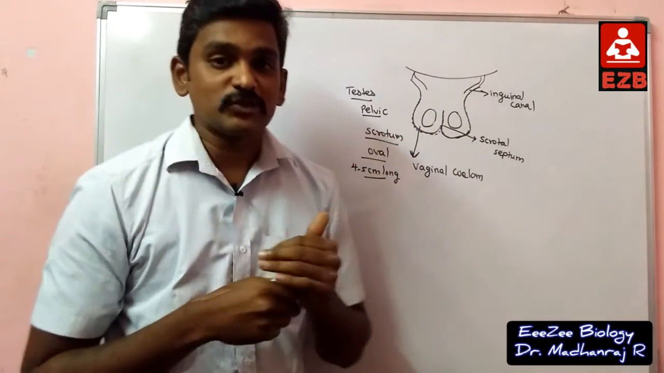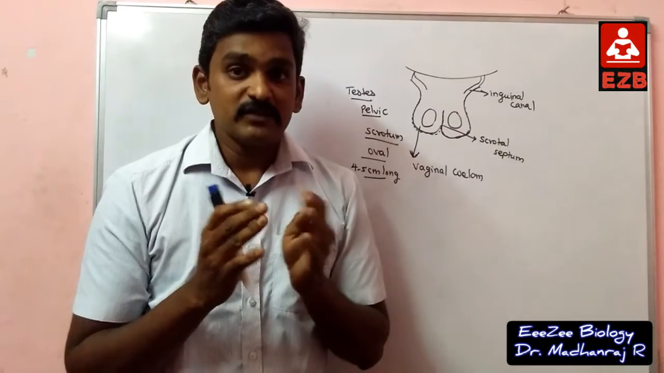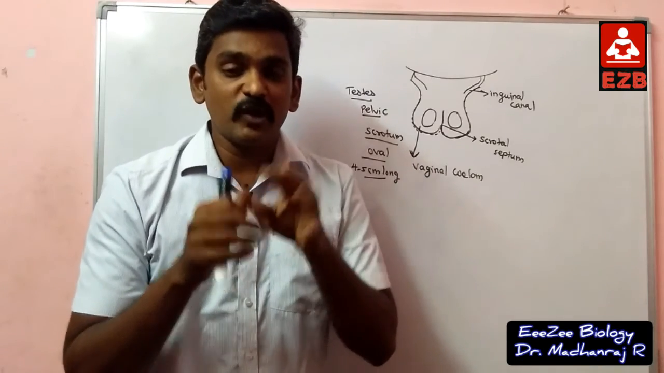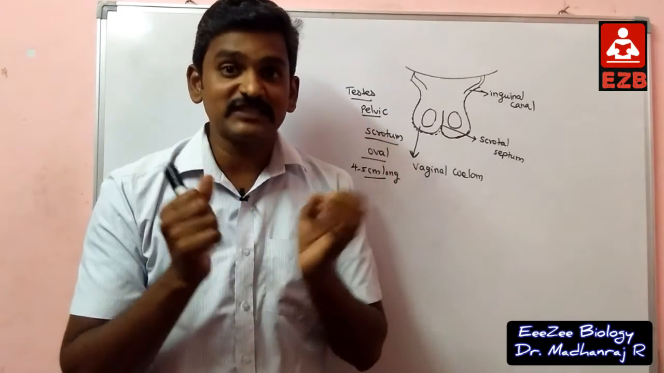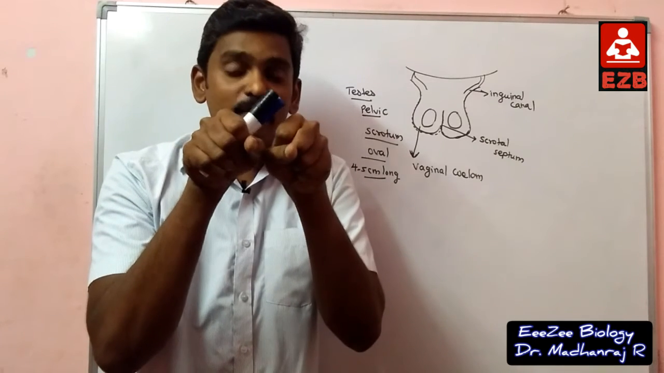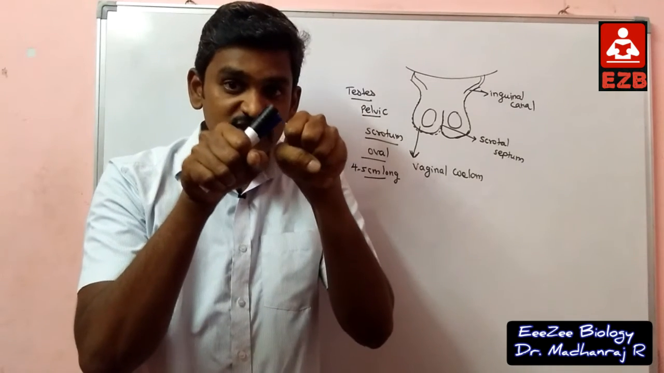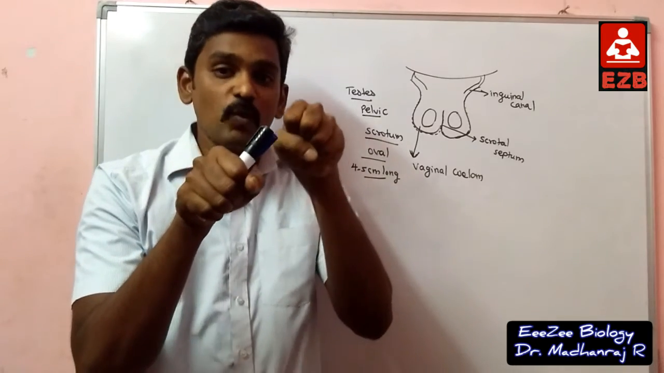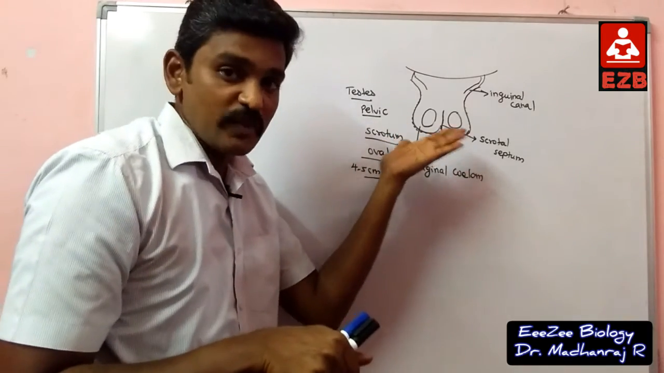So why is it so? To avoid accidental squeezing. Because of some external force, there is a chance that the two testes may squeeze each other, and that may cause damage. To avoid that, one testis will be lower and one testis will be somewhat upper. So always the position will be like that only.